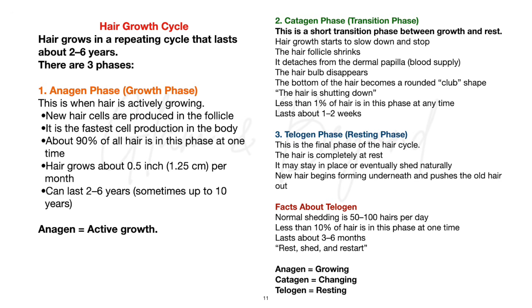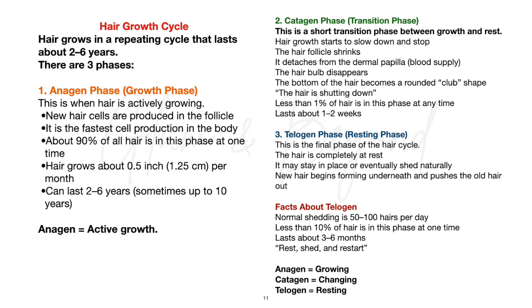About 90% of all hair is in this phase at one time. Hair grows about half an inch, 1.25 centimeters per month, can last 2 to 6 years, sometimes up to 10 years. Anagen, think active growth.